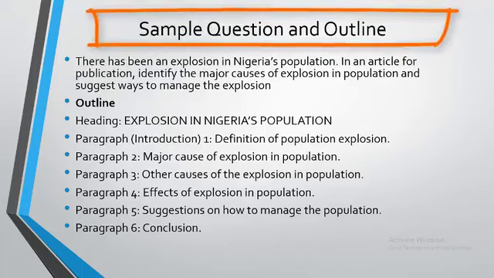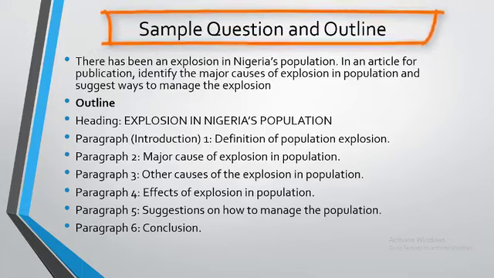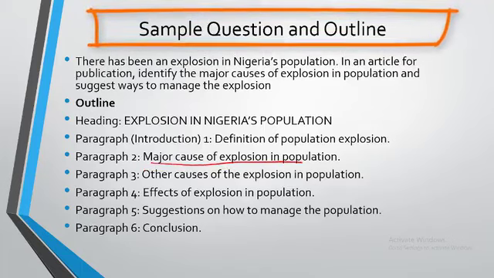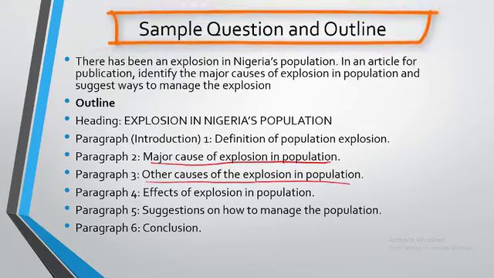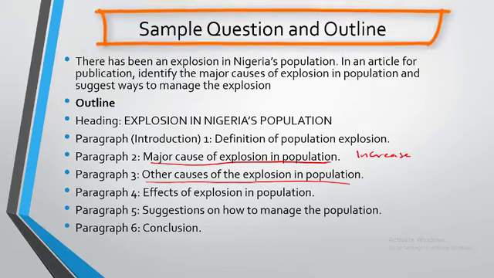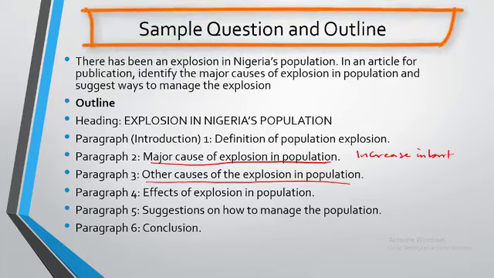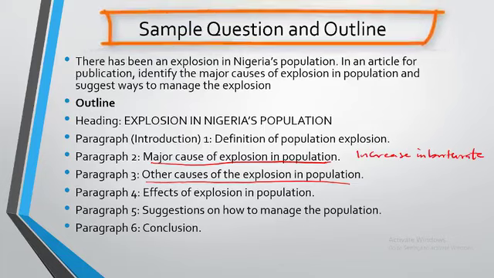Then your second paragraph, which is, don't forget, the introductory paragraph, is what do you know about population explosion? So you explain that. Then paragraph 2, you have to tell us the major causes of population explosion. Okay, so your knowledge in economics will play out here. The major cause could be increase in birth rate. Okay, so there are other factors that play out. There could be decrease in death rate. There could be increase in marriages, and the like.